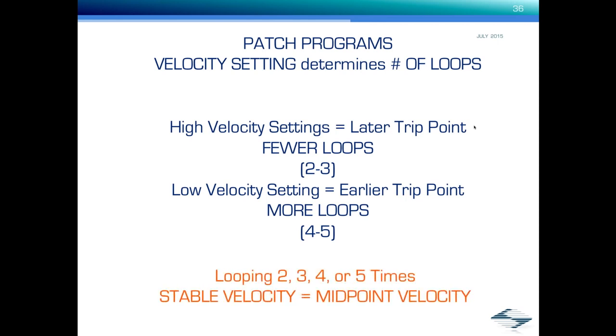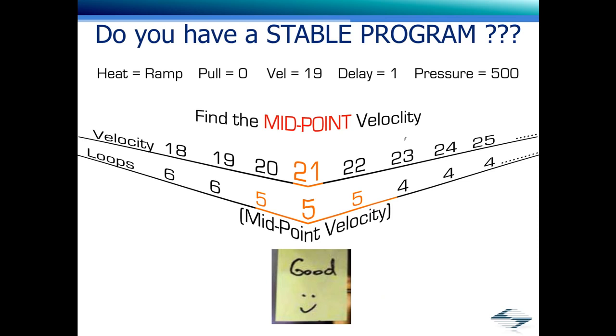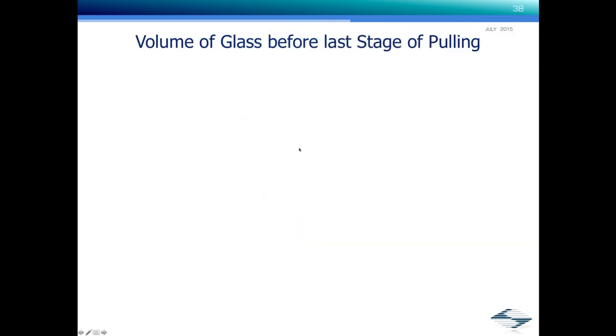And you want to find a stable velocity setting, and you want to find the midpoint velocity. This is on pages 30 and 31 in the Pipette Cookbook. This is extremely important. You want to find the value in the middle of the range that allows the puller to loop a certain number of times and use that value, and that's what's going to make your program stable. Then you're going to pull your pipettes and see what they look like, and then if you need to tweak the program and make the tip a little bit larger or smaller, you're going to do that by writing out the program and adjusting the programs on the last line, but we'll go over that again.